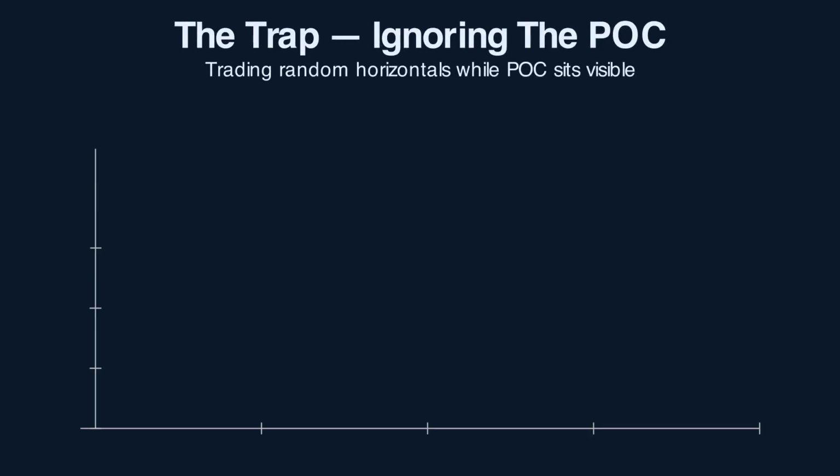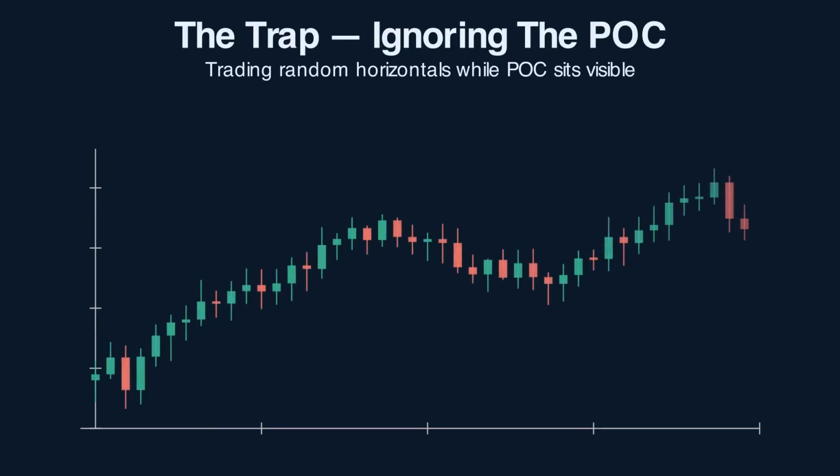Watch this in a synthetic chart. A trader draws a horizontal at 106 because price touched it twice. They short at the touch expecting rejection. Price slices through to 110 and the position is stopped. What they didn't notice, the session's POC was at 108, the price where the most volume actually traded.